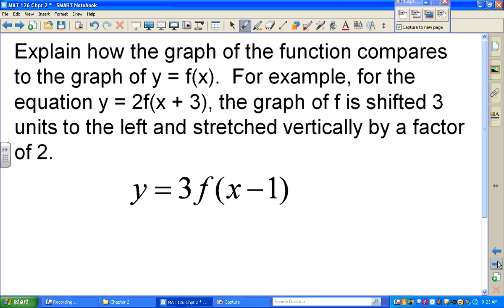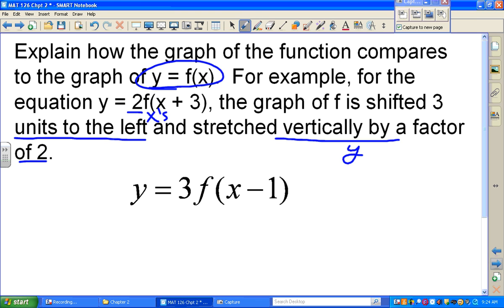Here we go. Explain how the graph compares to the original y equals f of x. For example, they're modeling the answer for you. I like that. For example, for the equation y equals 2x plus 3, the graph is shifted 3 units to the left and stretched vertically by a factor of 2. Vertically affects the y's. To the left affects the x's. We just talked about that. So in this example right here, which way is the graph going to be shifted? Yeah, 1 unit to the right.